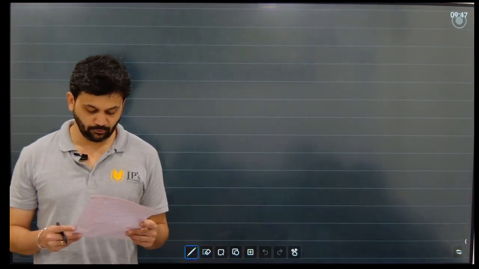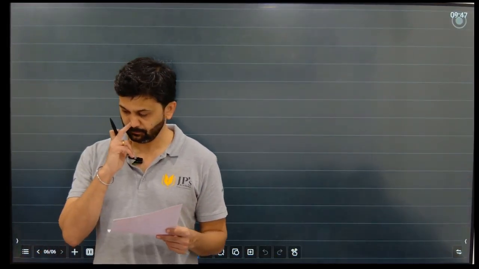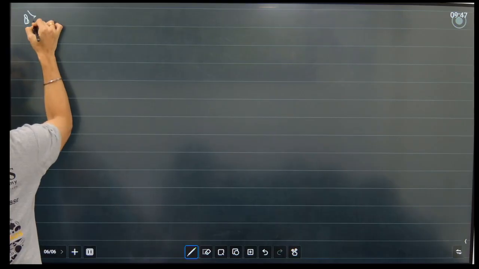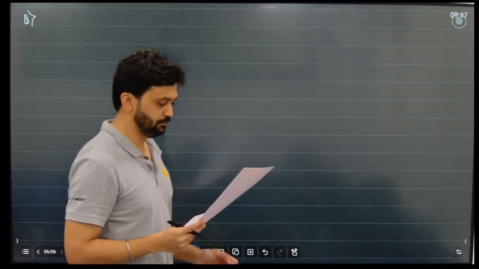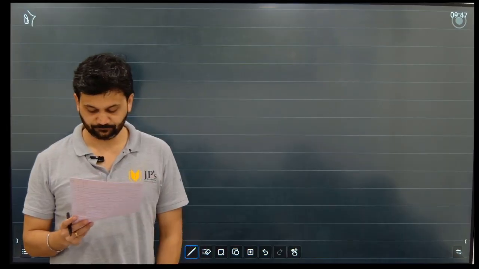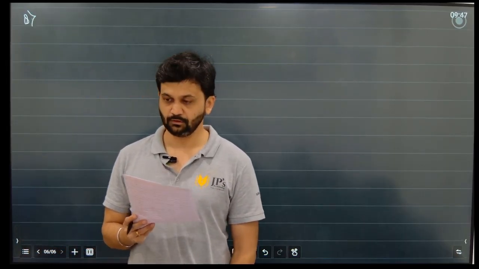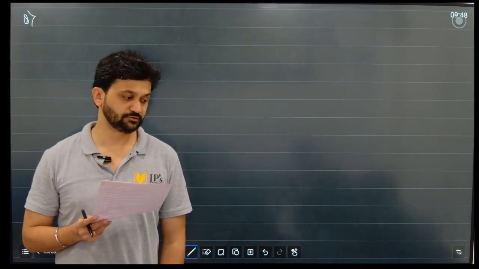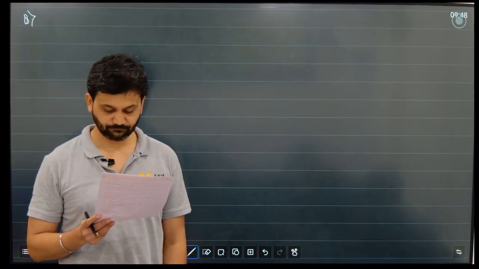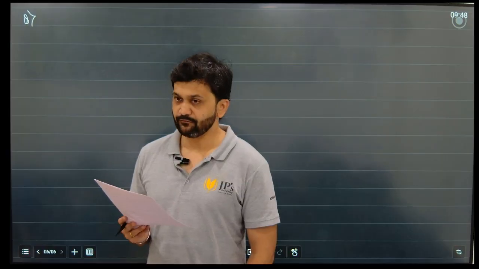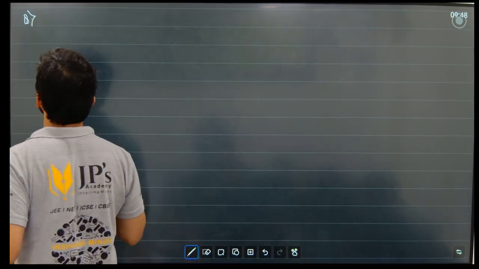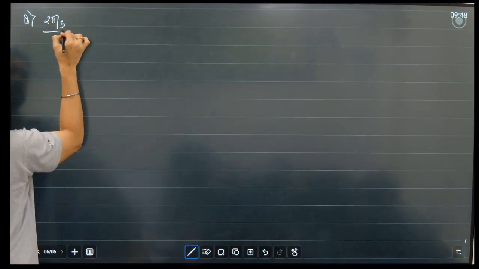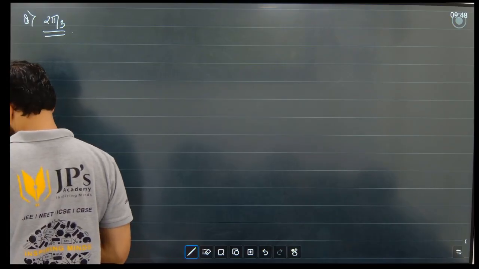Find the locus of the point of intersection of tangents to the ellipse, if the difference of eccentric angles is 2 pi by 3.